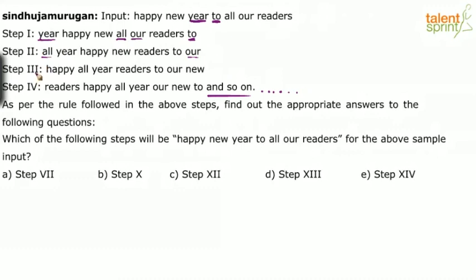So from step 2 to step 3, try to see the changes. See, happy has been brought to the first position, which was the third word earlier. And new has been brought to the last position, which was the fourth word earlier. So again, we have moved the third and fourth. So I think third, fourth, fourth, fifth, third, fourth.